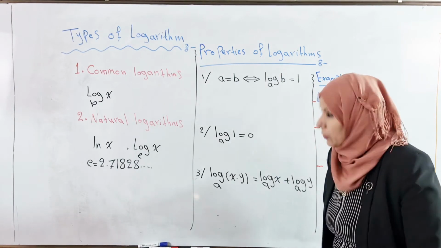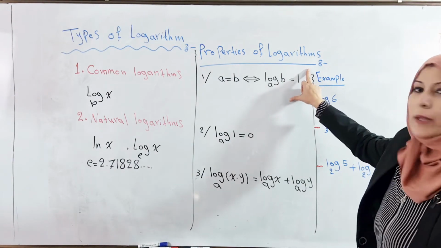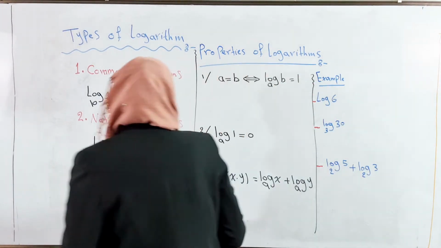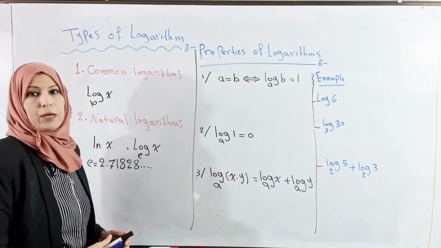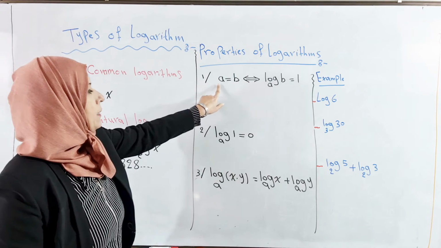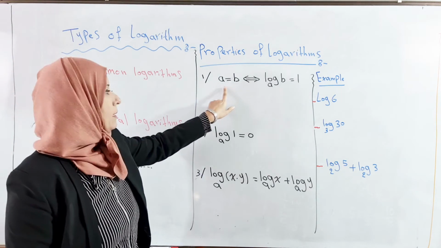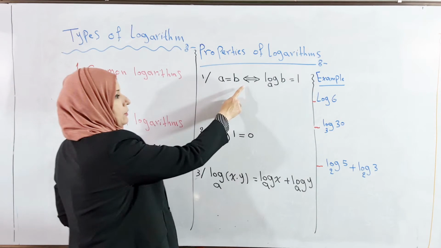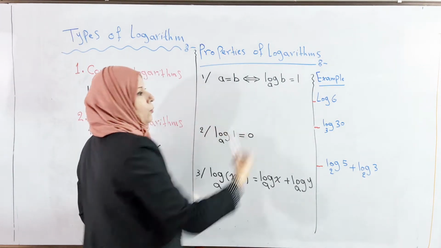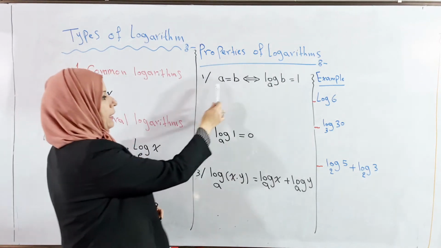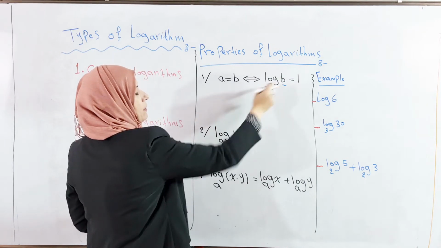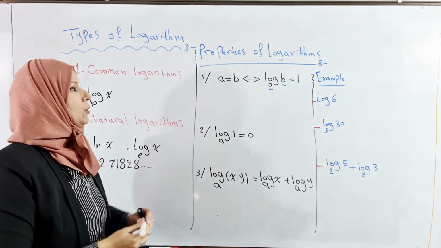Now we will take properties of logarithms. ناخذ خواص اللوغاريتمات. طبعا خواص اللوغاريتمات مادة مهمة جدا على أساسها الطالب يحل الأمثلة والتمارين اللي عنده باللوغاريتمات. The first property: if A equal B, يعني إذا ال A وال B مساوين, if and only if logarithm B for base A equal 1. That's mean logarithm B for base A equal 1.